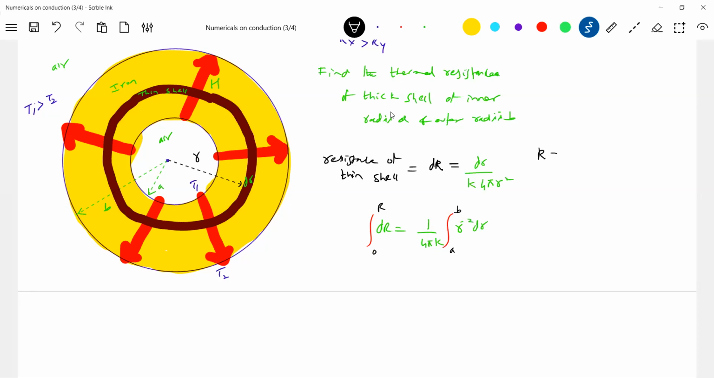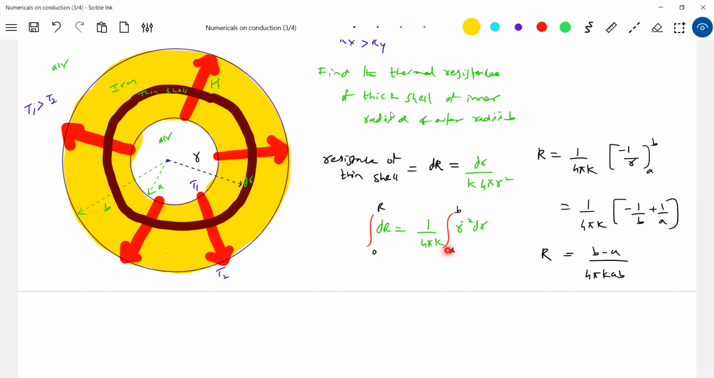Okay, the resistance of this will be 1 by 4 pi K times (1 by A minus 1 by B), with limits from A to B. That gives (B minus A) by 4 pi K AB. This is the thermal resistance of a thick shell. Okay, very simple. Just be very careful about the elemental structure. The rest, everything you can manage. Okay, limits: from where to where the metal is present, from A to B.